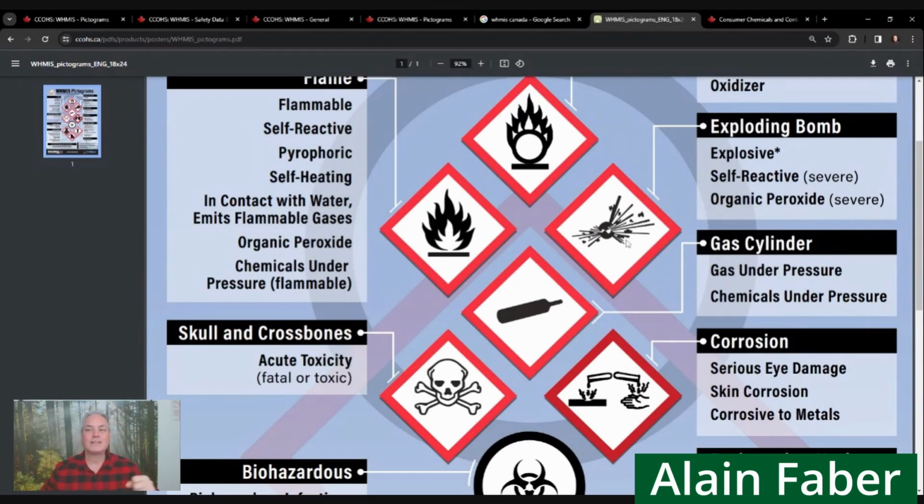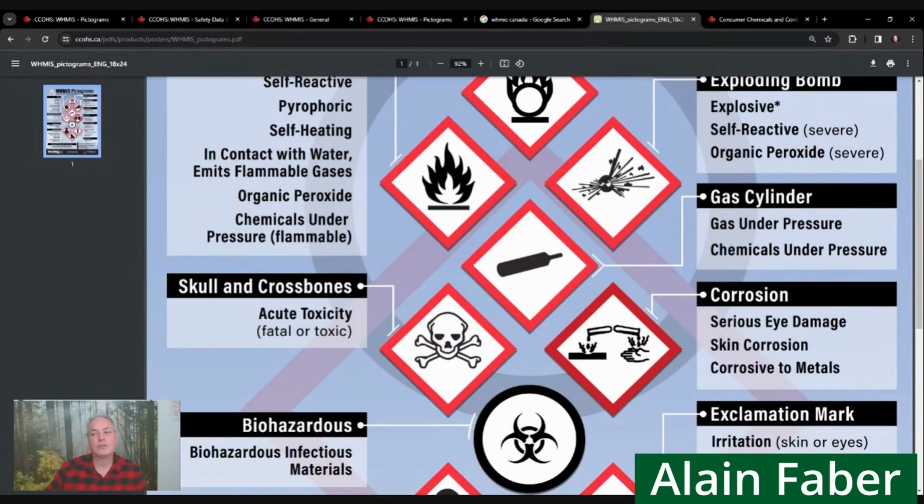This represents exploding bombs. They can be used for explosives in mines, or when we are doing civil engineering demolition. But it could also be TNT, for example, a situation where it could be explosive. So if we identify it, everybody understands. And it's also good for people using them, or for firefighters or other people helping when there's an issue. The following one is this one here, the gas cylinder. This is the gas under pressure, or chemicals under pressure.